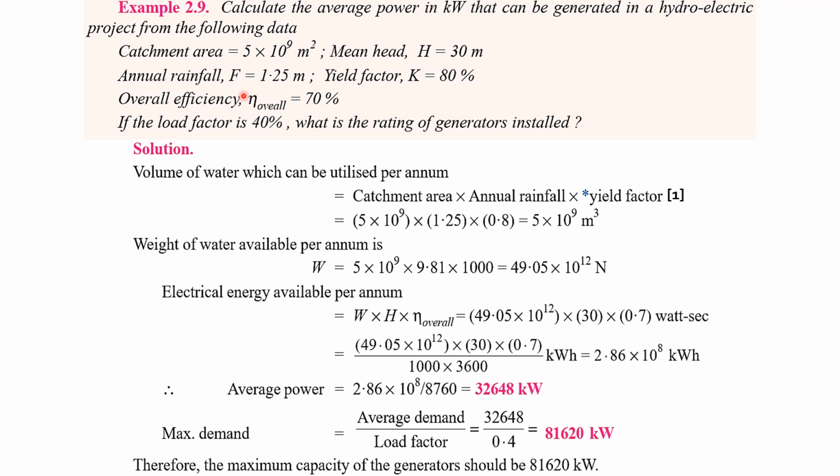Annual rainfall is given by F, and it is 1.25 meters. So 1.25 meters is the annual rainfall. The yield factor is 80%. What do we mean by this yield factor?